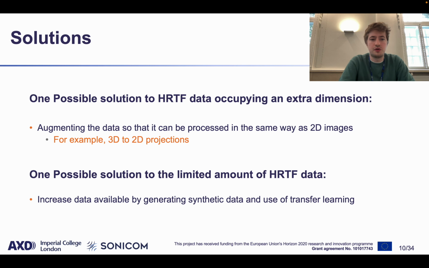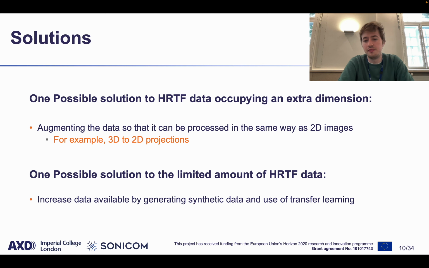Well, to solve some of these problems, this is what we do. One possible solution to the extra dimension is to use a 3D to 2D projection. The rationale here is if we can project the HRTF onto a 2D surface, we can basically exploit all of the literature on 2D image upsampling.